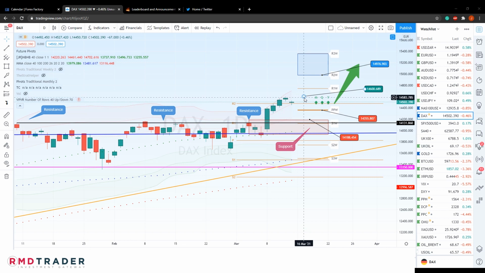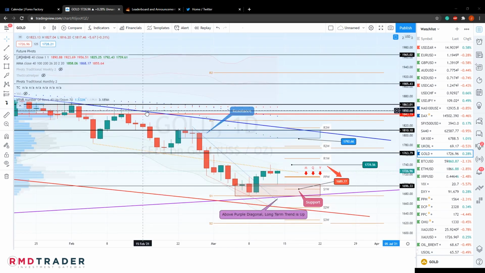Although any break back above that high from last week at 14,600 will see price extending higher, and I've identified targets of 14,975. Of course, anything above that could also be possible.